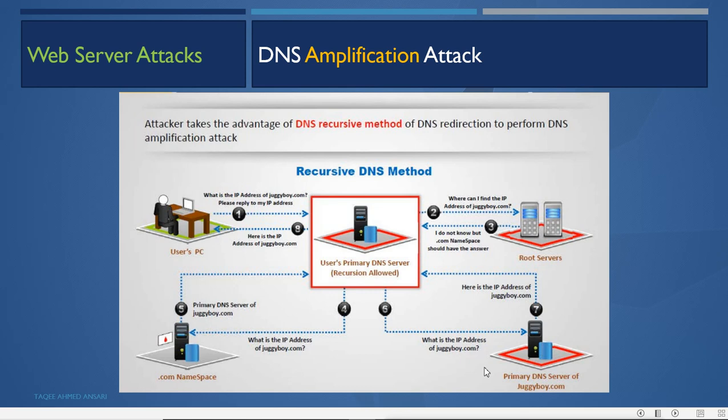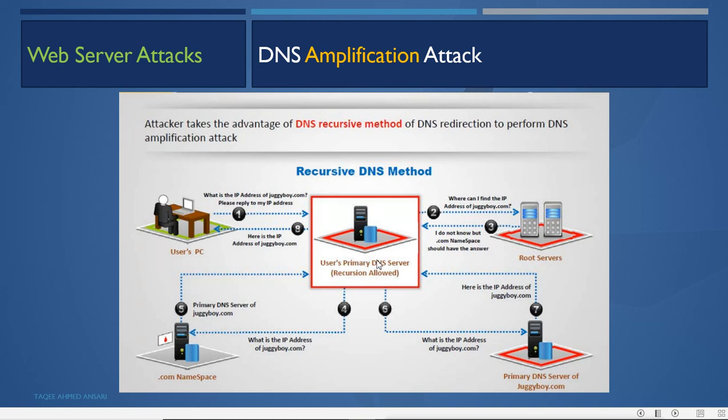Now if it is registered there, then it will send the reply, and if it is not registered, then it will not send any reply. It will send an error. Now if juggyboy.com is registered to this top level DNS server, only then does it have the record, otherwise it will not have the record. So if it has the record about juggyboy.com, it will send the reply and it will send the DNS server's IP of juggyboy.com, that means the authorized DNS server's IP, to this user's primary DNS server.